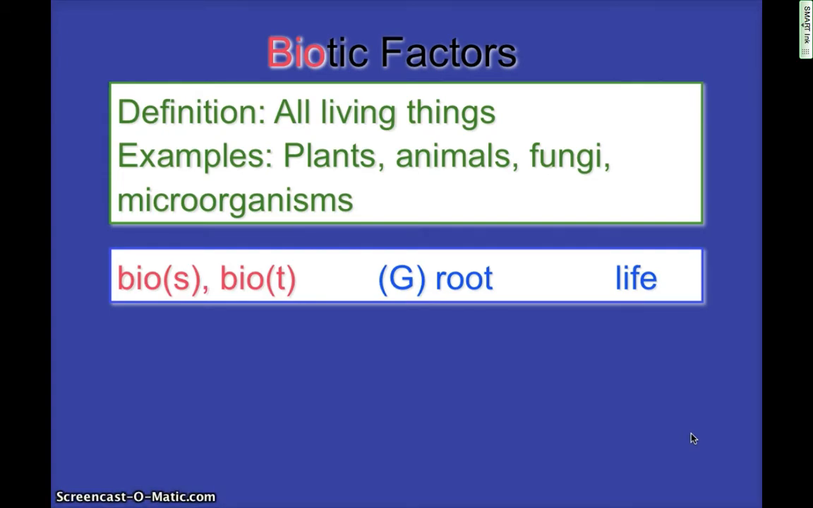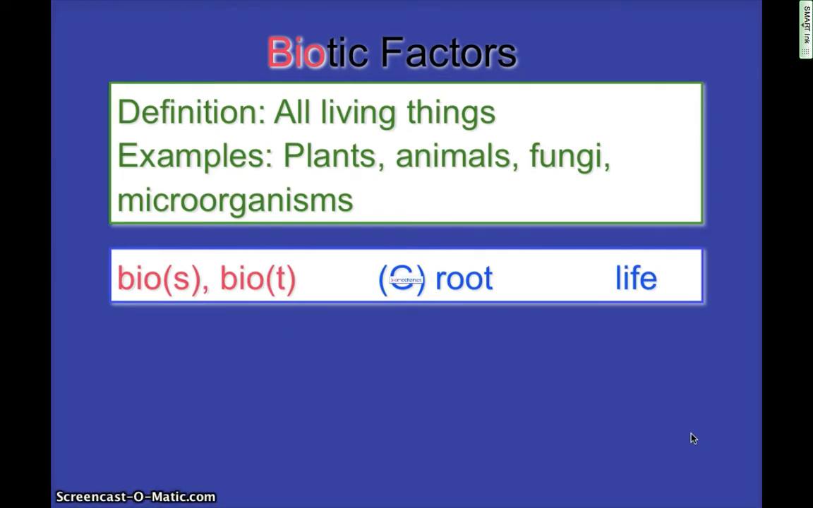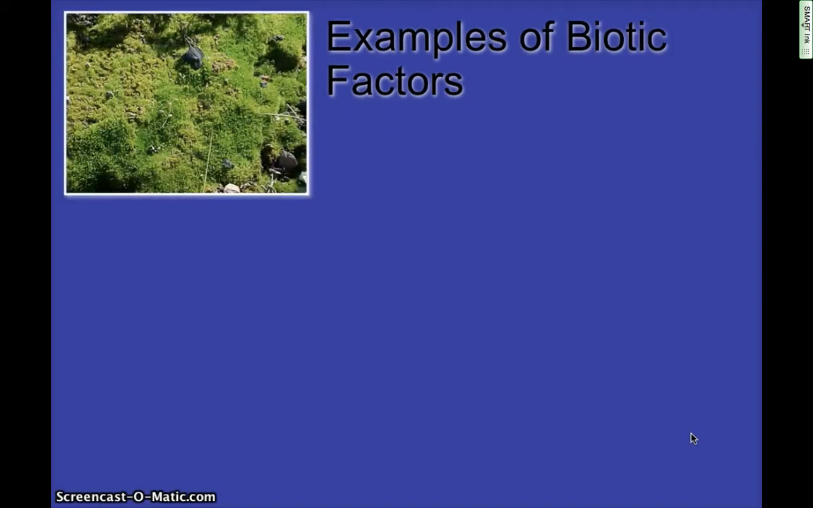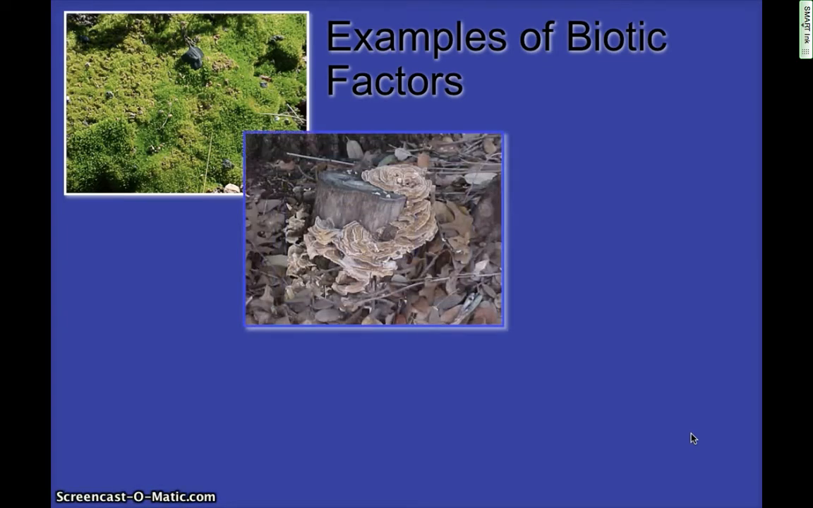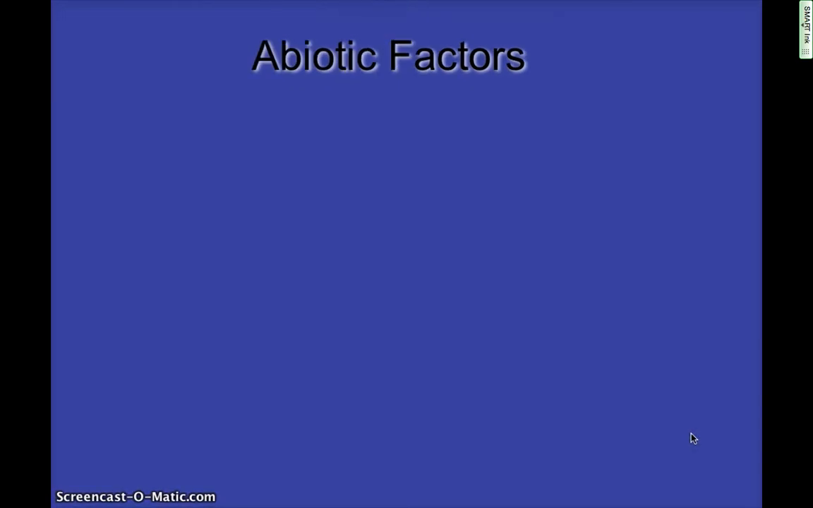So you can see that bio is in different words like biology, biostatistics, biography, biotechnology, biosphere, biomechanics, and biotic. So these are words that include bio because they're all related to life. Examples, again, we have some sort of a plant. This is a mossy plant. We have a fungus or a mushroom growing on the tree. Also, larger animals like cattle or cows.